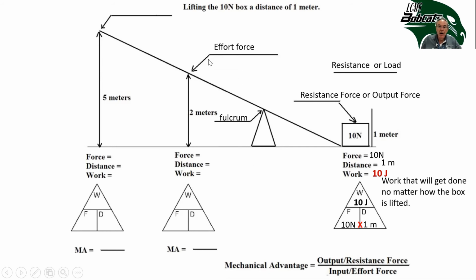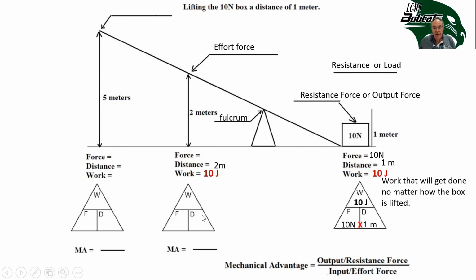Now suppose we apply our effort force over here so that we have to push down 2 meters. The box is only going to go up 1 meter, and we have to push down 2 meters. So we're pushing down twice as far as what we're lifting the box. Okay, so our distance is 2 meters. The work that's going to get done is the machine is going to lift this 10 Newton box 1 meter. So the work that's going to be accomplished by us pushing here is 10 joules of work, but we're pushing down twice as far as what we're lifting the box.